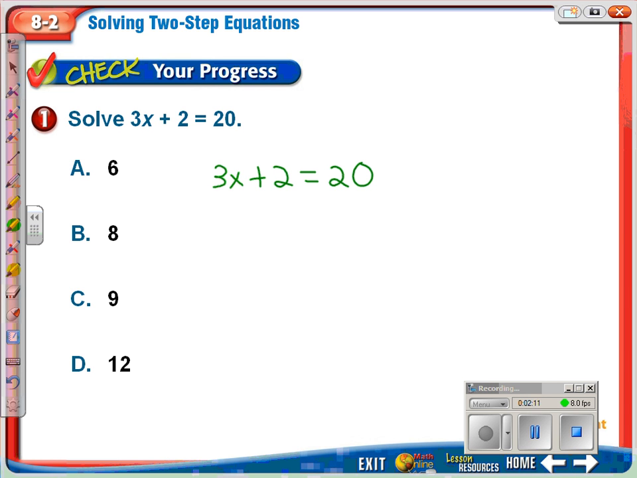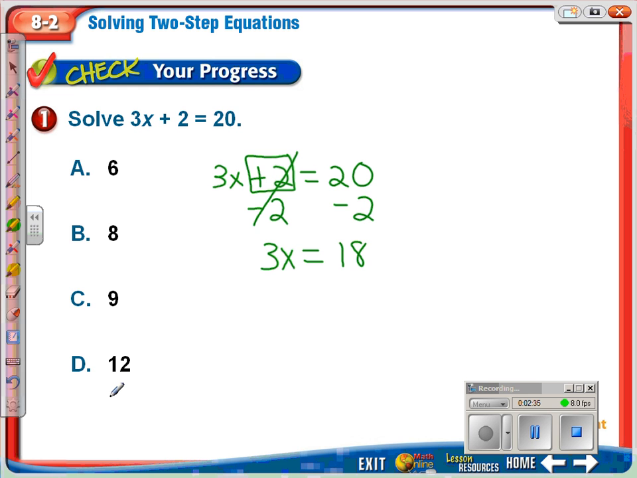In order to do that, I'm going to write minus 2 on the left, and I'm going to write minus 2 on the right. Because this is a positive 2, in order to get rid of a positive 2, we have to subtract 2. So we're going to get rid of that. We're going to write 3x. I'm going to bring down my equal sign. Notice that my equal signs are lined up. On the right, I have 20 minus 2, which is equal to 18.